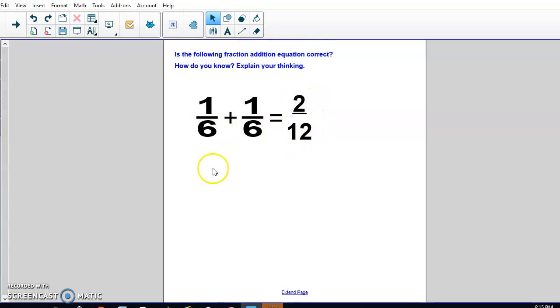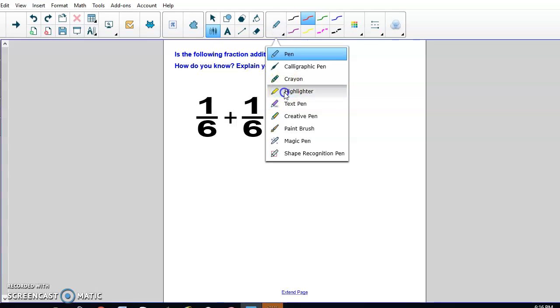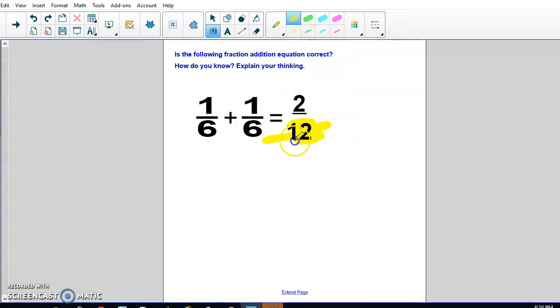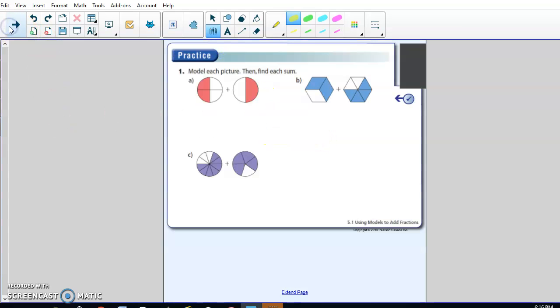Okay, something divided into 6 and then something divided into 12s. This is way too small if we're adding. Adding needs to get bigger. So hopefully we notice right away that our error is in this part, and that in fact it needs to be 2/6, because 1/6 plus another 1/6 would be 2/6.